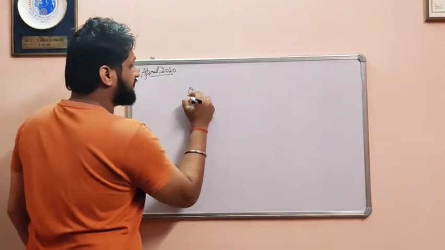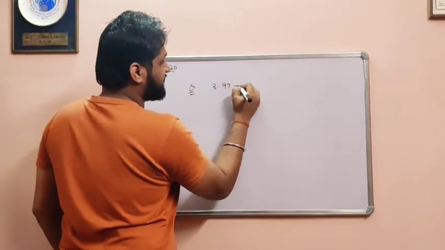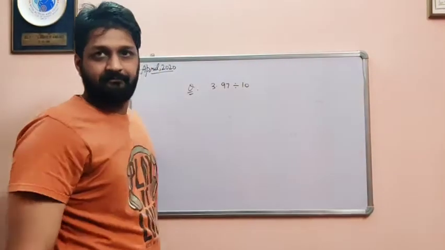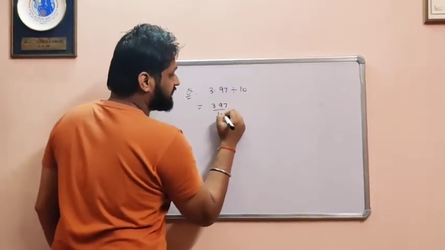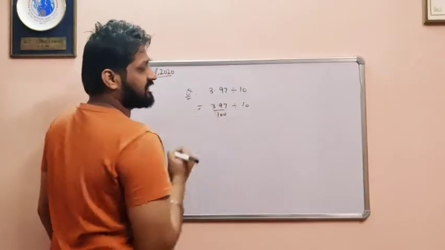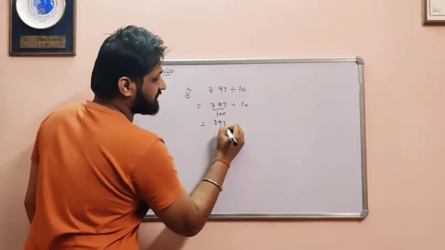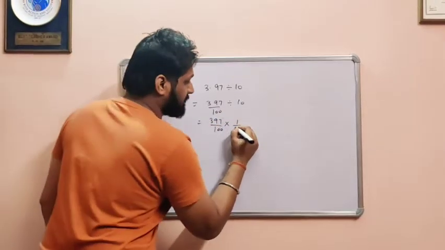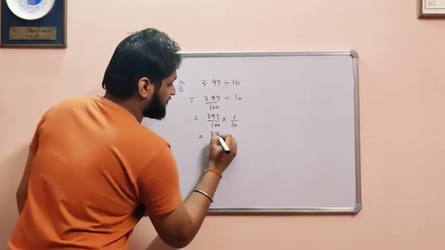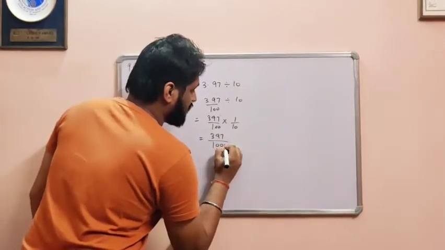Question is 3.97 divided by 10. How can we write 3.97? 397 divided by 100, divided by 10 here. Now 397 by 100, this division sign will change into multiplication, and this 10 becomes 1 by 10. So 397 divided by 1000.